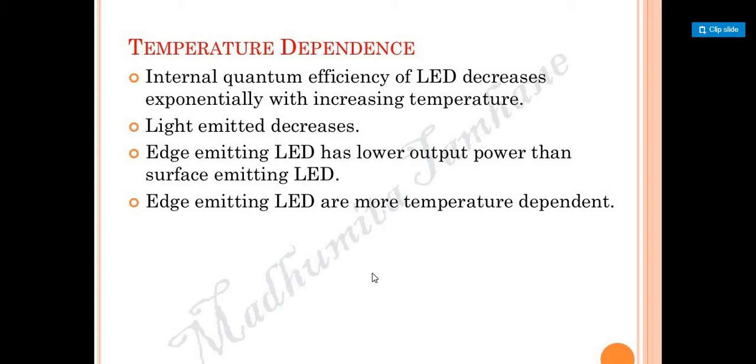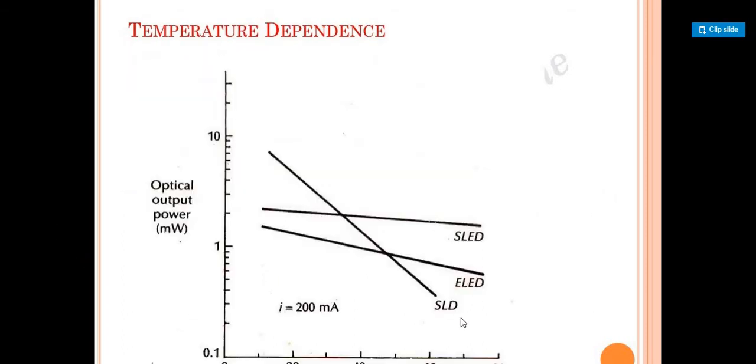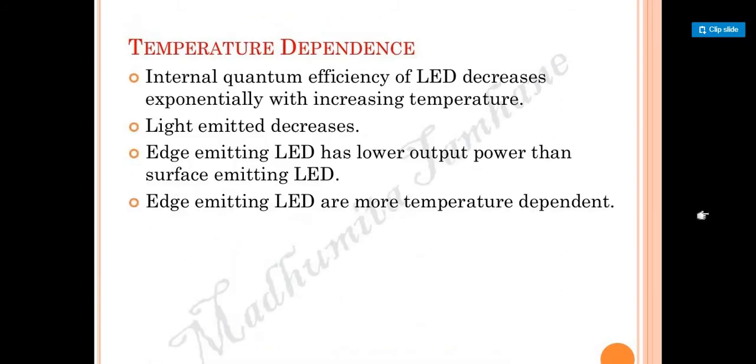So light emitting diodes always try to decrease, as we have seen for the edge emitter LED, ELED, right? The edge emitter LED has lower output power than the surface emitting LED, SLED, right? So we have seen the previous diagram, SLED, ELED. SLED is nothing but the surface emitting LED. This is edge, right? So we are going to take both things into consideration.